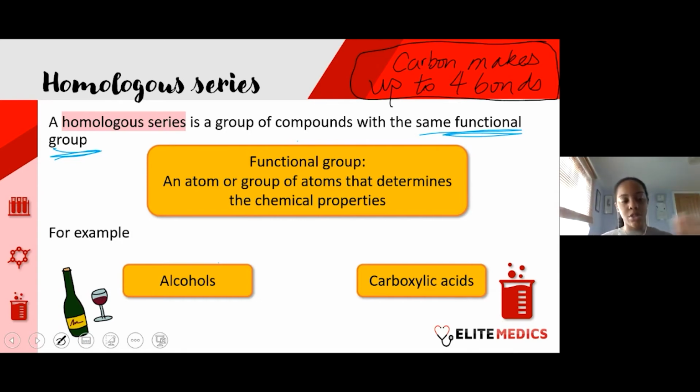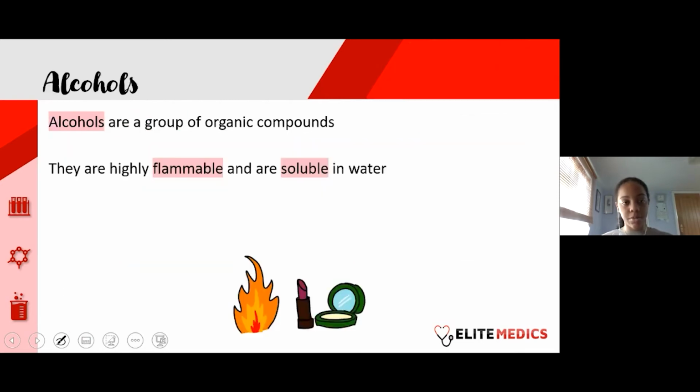All right, so we'll first start off with alcohols. So alcohols are a group of organic compounds, essentially carbon-containing compounds, right? And they're highly flammable and soluble in water. So when we're thinking about alcohols in terms of their properties, one thing that is really helpful is to think about places where you'll encounter alcohol in your life, all right? So it's not necessarily just drinking alcohol.